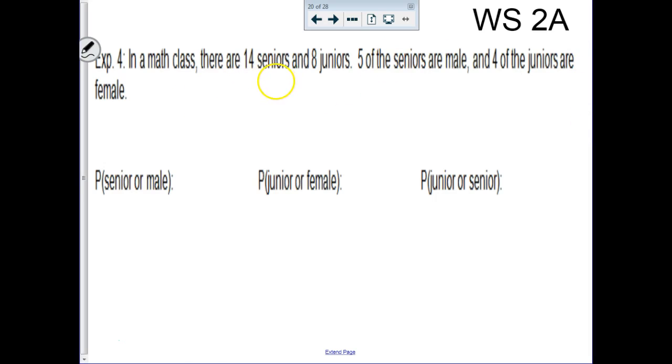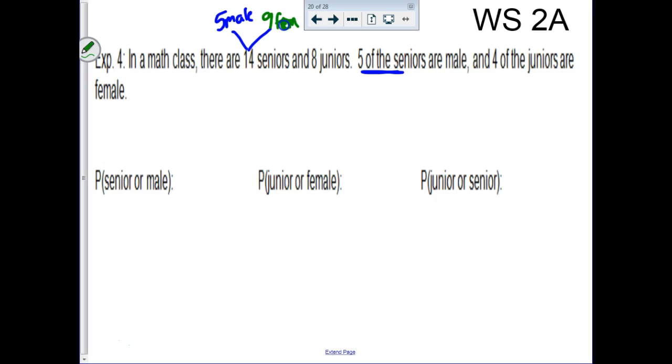In math class, there are 14 seniors and 8 juniors. 5 of the seniors are male and 4 of the juniors are female. So let's talk about the seniors for a moment. It says right here, 5 of the seniors are male. I could write a tree diagram, I'm not going to bother. Now, if 5 are male, that leaves 9 to be female.